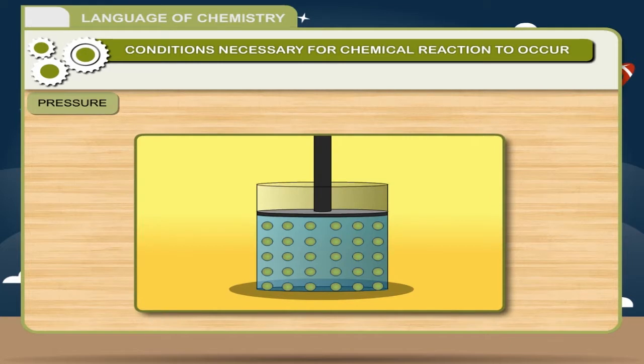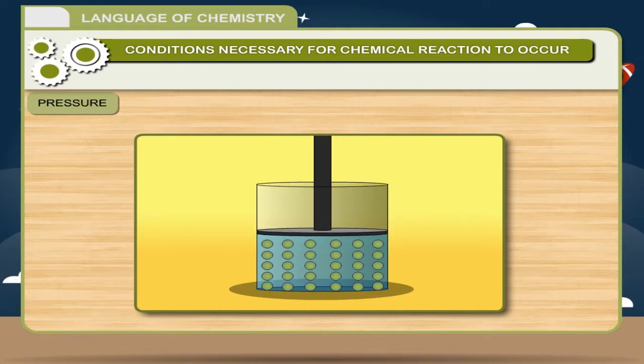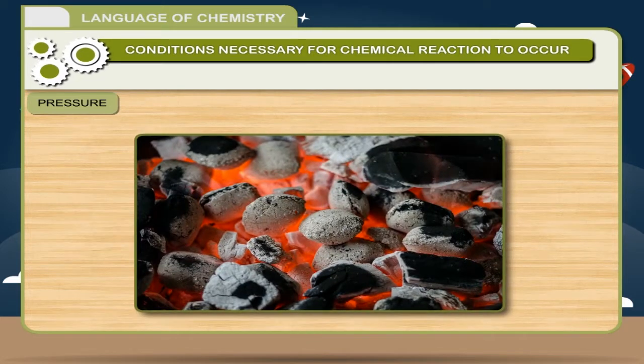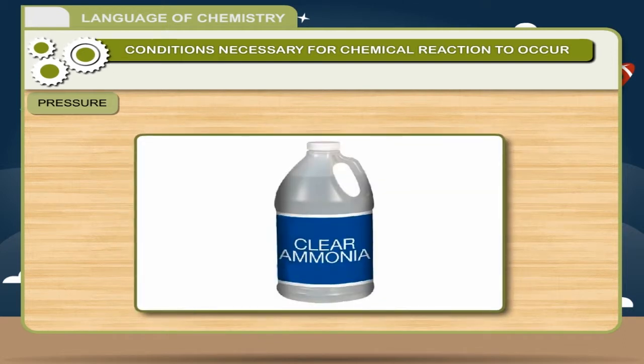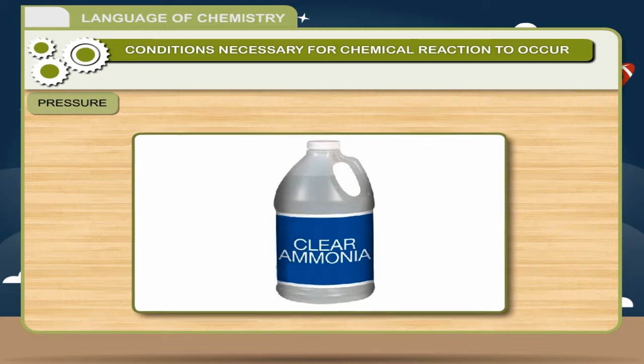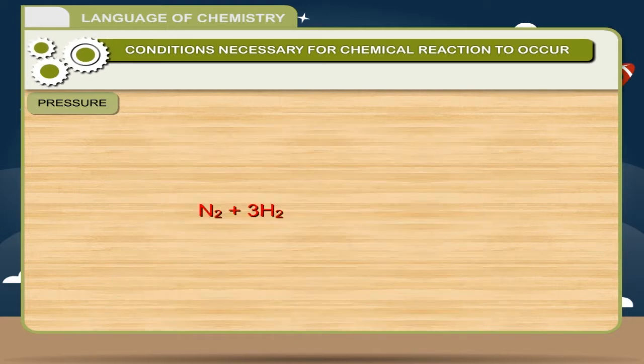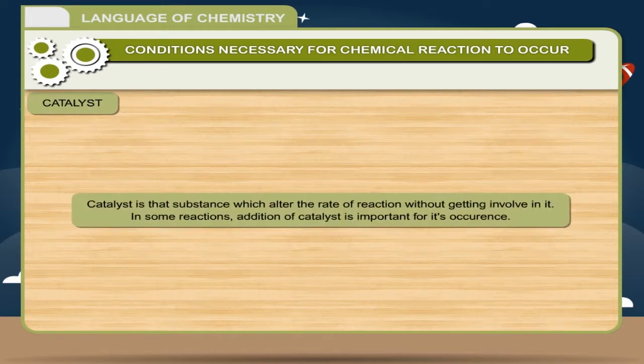Pressure. Pressure is a basic need for the occurrence of some chemical reactions. Formation of coal and gasoline in nature is because of high environmental pressure. Formation of ammonia is another common example of it. N2 + 3H2, on heating at 450 degrees Celsius and 200 atmospheric pressure, gives 2NH3.